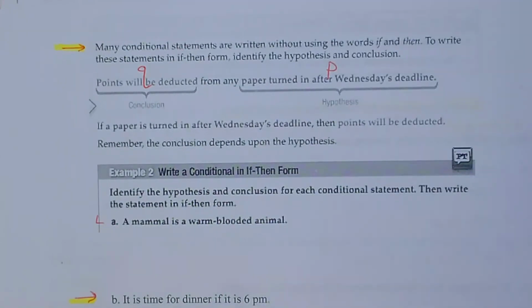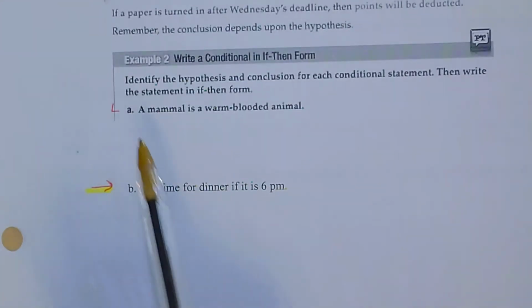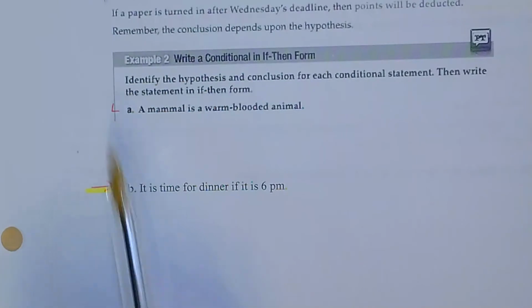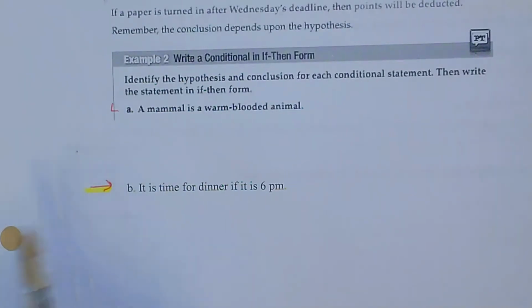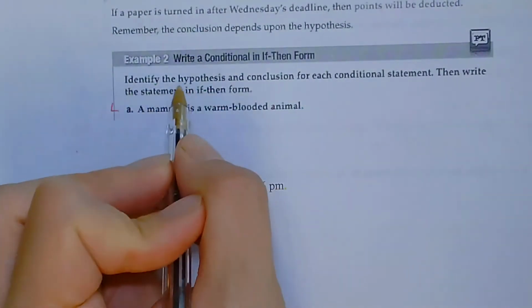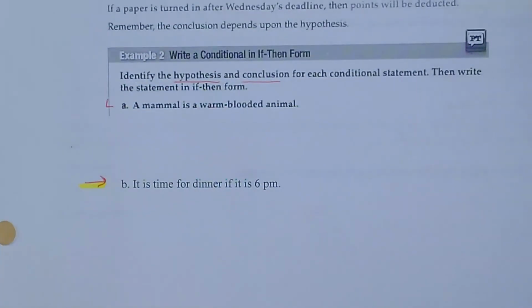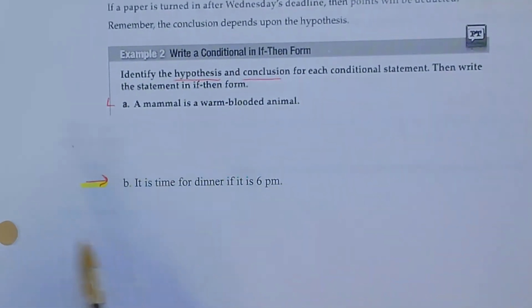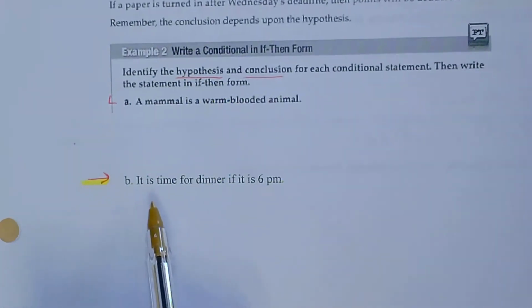All right, so now down at the bottom, we are going to skip the first part, and you'll do this later, and we'll come down and try this one. The first thing they want us to do is identify the hypothesis and conclusion before we try to write it in if-then form. So let's read this. It is time for dinner if it is 6 p.m.